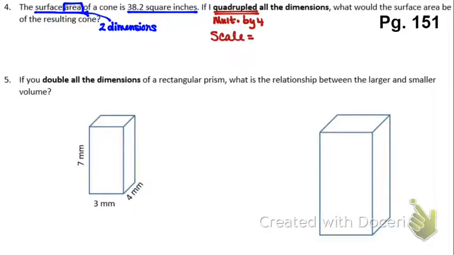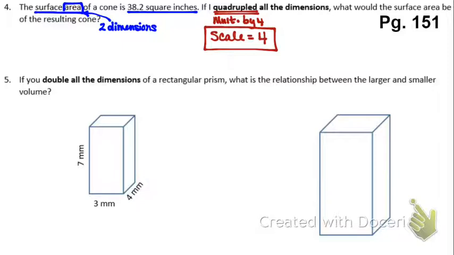Scale is what we multiply or divide by. What does quadruple mean? 4. Specifically, quadruple means to multiply by 4. So what is my scale? Multiply or times 4? Times 4. My scale is 4. This is how much the length and the width are going to be changing by. They're going to be changing by a multiple of 4.